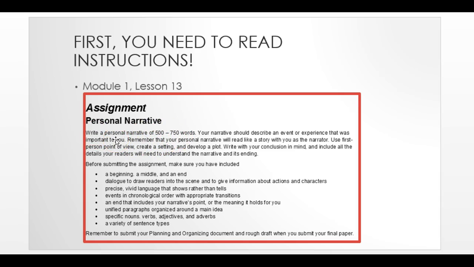Your narrative should describe an event or experience that was important to you. Remember, your personal narrative will read like a story with you as the narrator. You're going to use first person point of view. So this is like a story about you and your family. Create a setting that is somewhere that you've been before, and develop a plot. That just means you need to have a beginning, middle, and end to your story, okay?